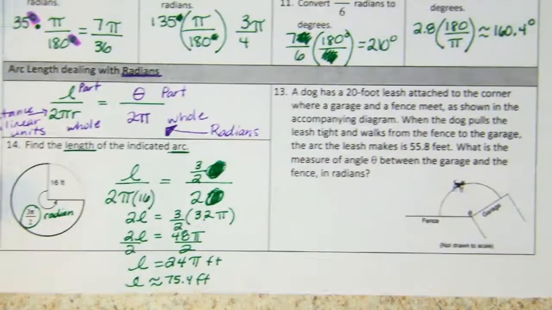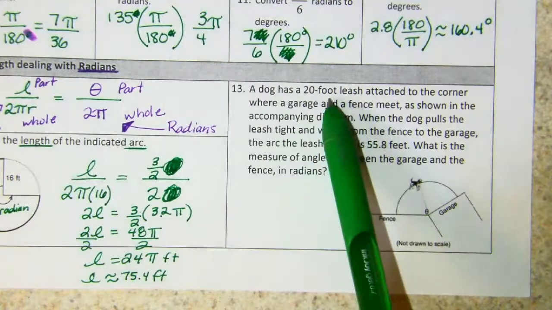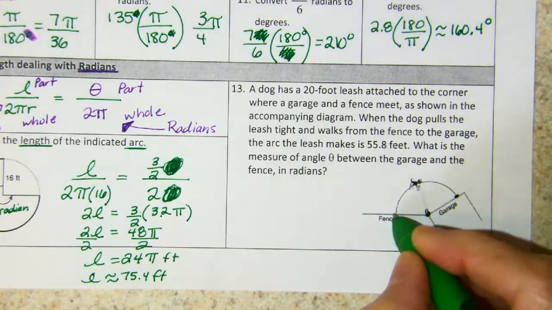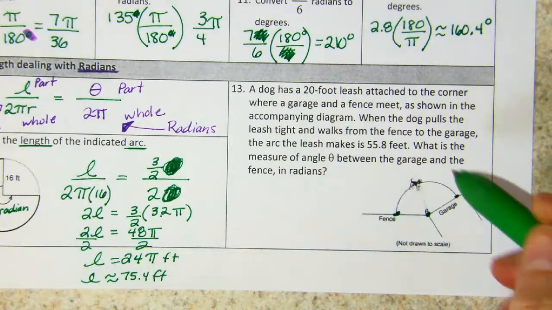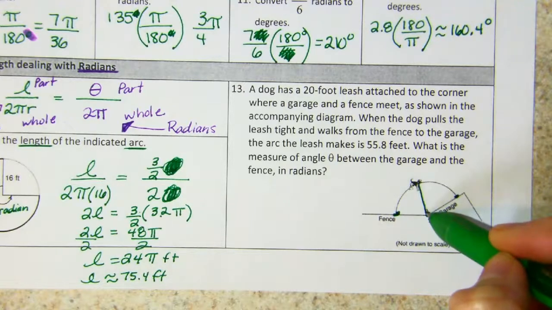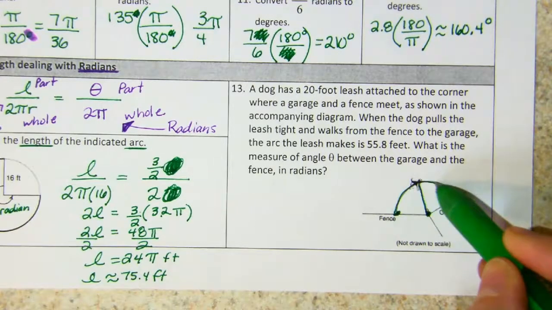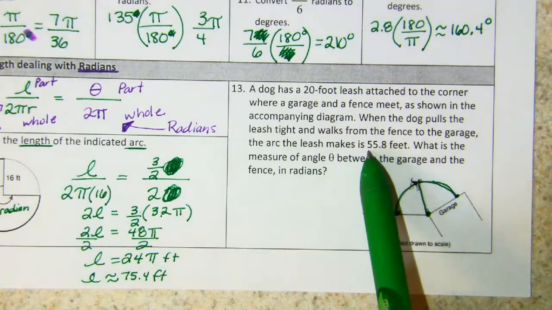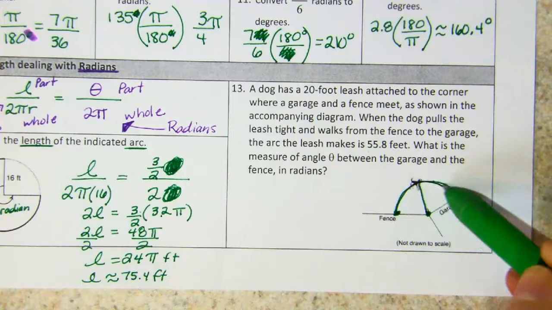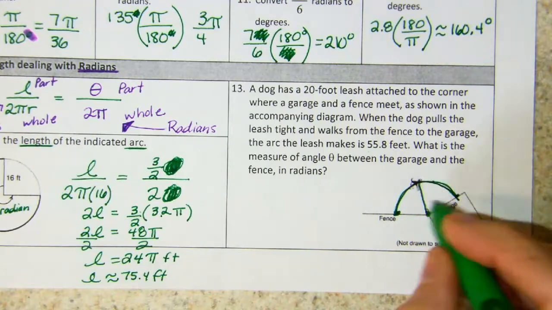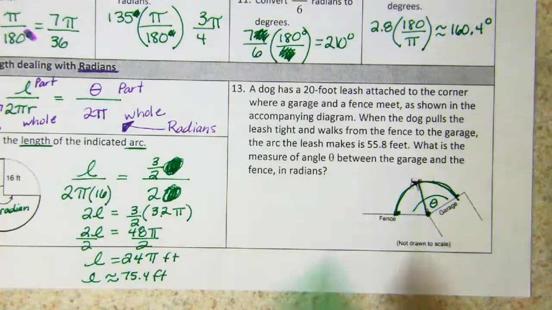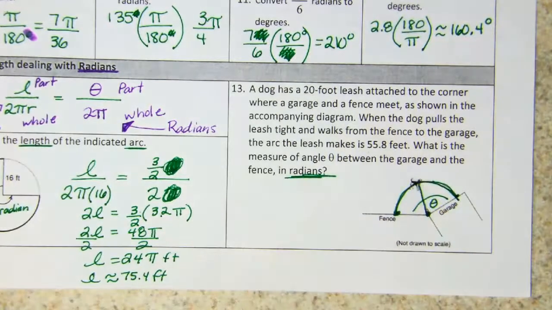Now let's go ahead and do this next one. It says a dog has a 20-foot leash attached to the corner of a garage. So like here and here and here. And it says when the dog pulls the leash tight, it walks from the fence to the garage. So notice that it's making an arc. It says it's 58.5 feet when it walks from the fence to the garage. It's asking what is the measure of angle theta, which is this angle between the garage and the fence, in radians. So here it's asking us to find theta.